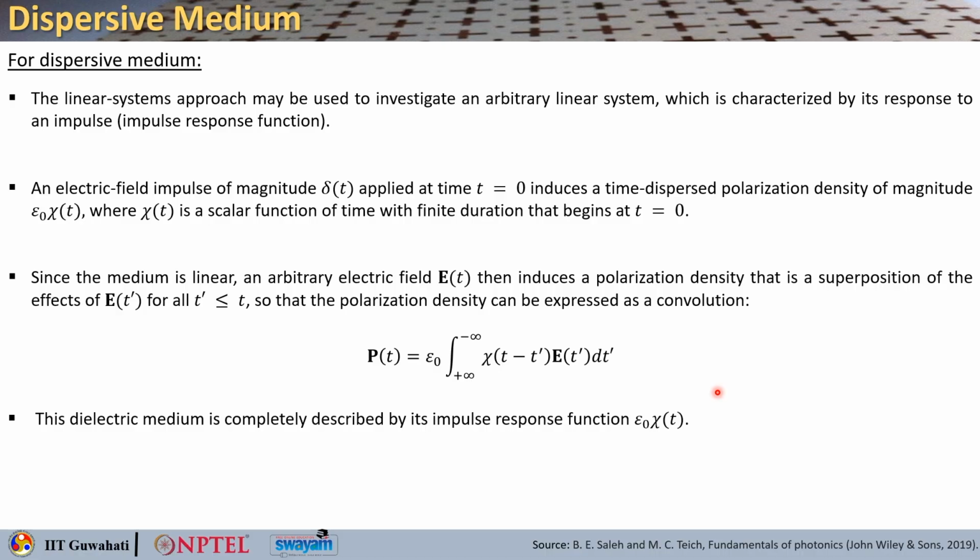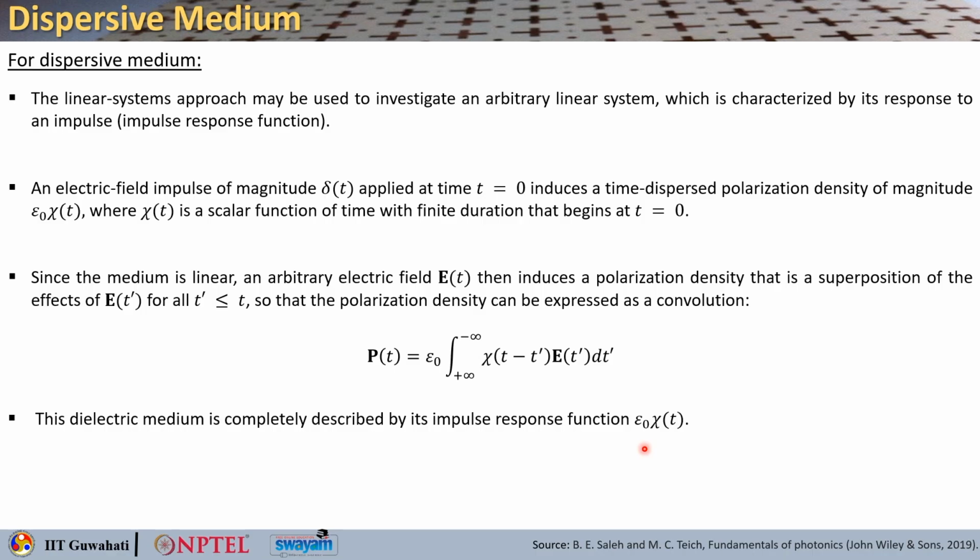So, alternatively, a dynamic linear system may be described by its transfer function, which governs the response to harmonic inputs. The response function is a Fourier transform of the impulse response function. In this particular example, the transfer function at frequency f is nothing but epsilon naught chi f, where chi f will be the Fourier transform of this chi t. So, that is basically becoming a frequency dependent susceptibility.